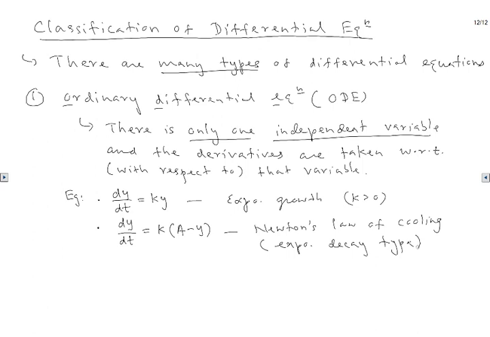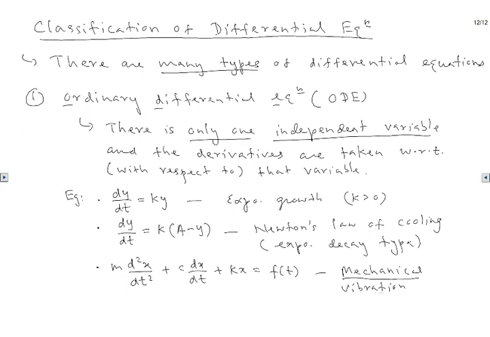And then we have this one: m d²x/dt² + c dx/dt + kx = f(t). This is what we call mechanical vibration. We're going to learn this equation in a future lecture, and we're going to analyze this equation a lot.